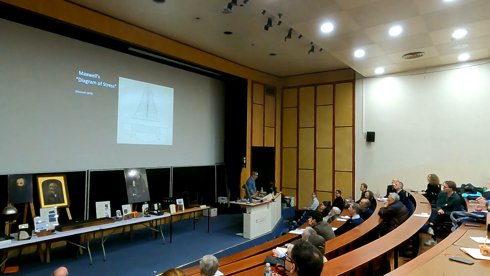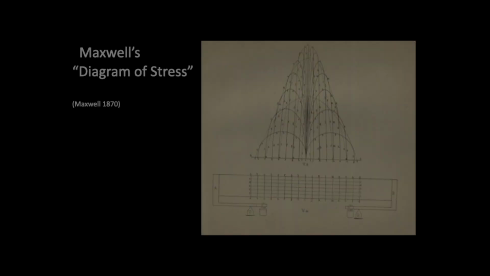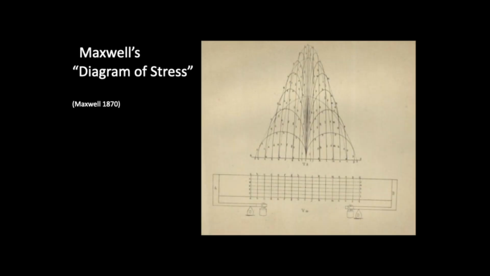Note the duality. So go back to Maxwell's 1870 paper. Using that, he comes up with this thing called a diagram of stress. Looks like a fountain. This is the beam. It's basically Airy's beam that was looking at the Britannia Bridge. He wants to know the stresses in those beams. And Maxwell says, those are the stresses in the beam.